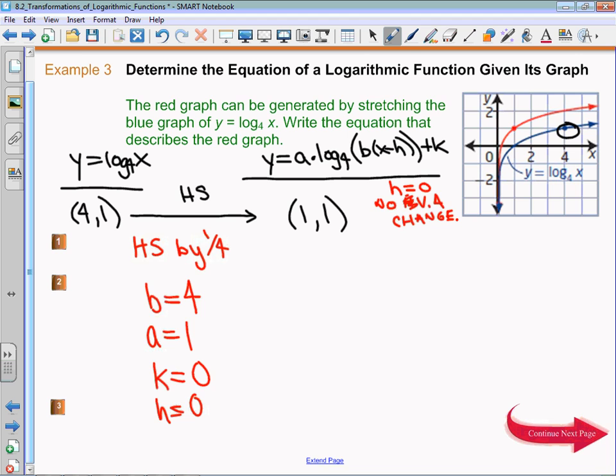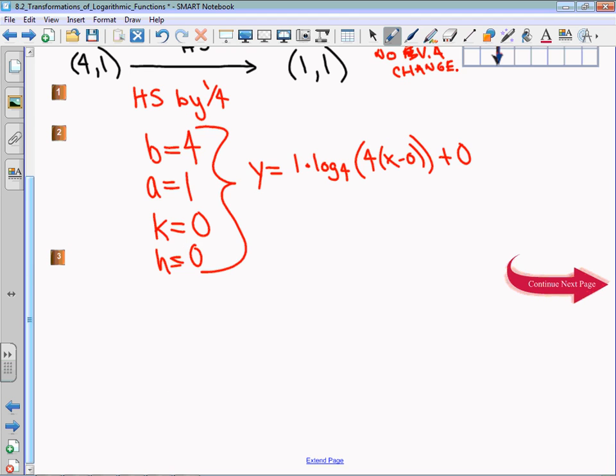Now, I'm going to put all those in, and what it looks like is y is equal to 1 times the log base 4 of 4 times (x minus 0) plus 0. Most of that is trivial, right? Adding 0, subtracting 0, or multiplying by 1 doesn't do anything, but that difference on the inside makes a heck of a difference. And we get y equals log base 4 of 4x.